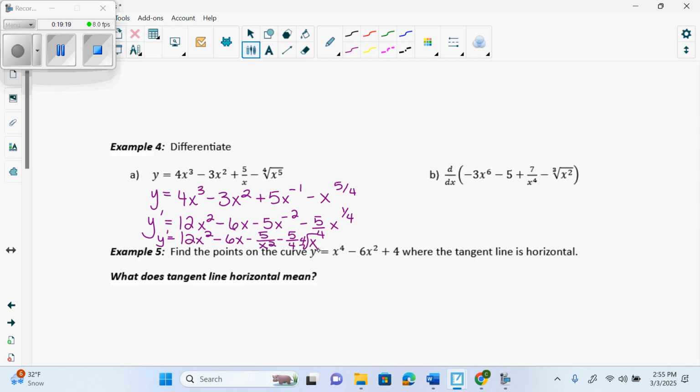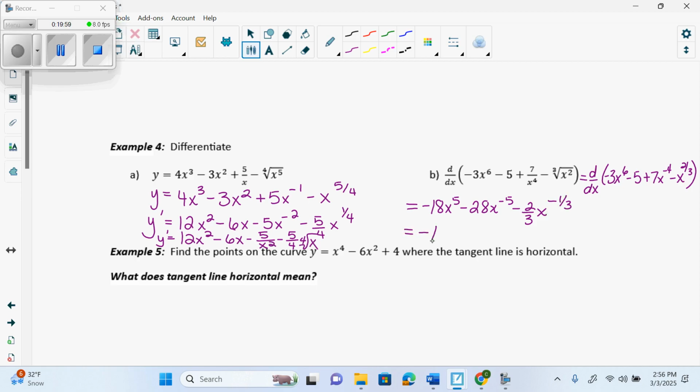Okay, then we have d over dx of this. So they're telling you to find the derivative of this, which I'm going to rewrite as d over dx of negative 3x to the 6 minus 5 plus 7x to the negative 4 minus x to the 2/3. So the derivative of that is negative 18x to the 5, minus 5 goes away, minus 28x to the negative 5, and then minus 2/3 x to the, you subtract 1 from that, you're going to get what? Negative 1/3.